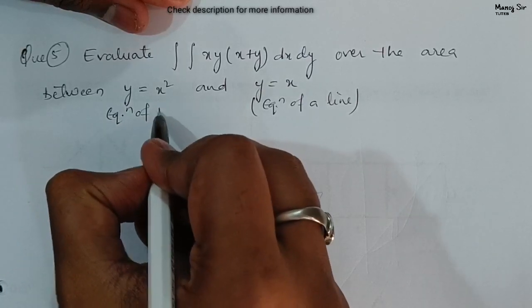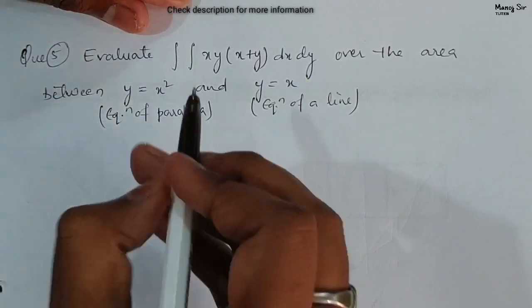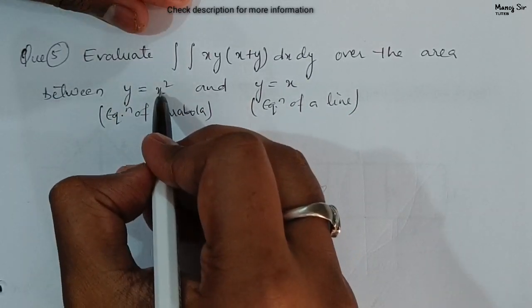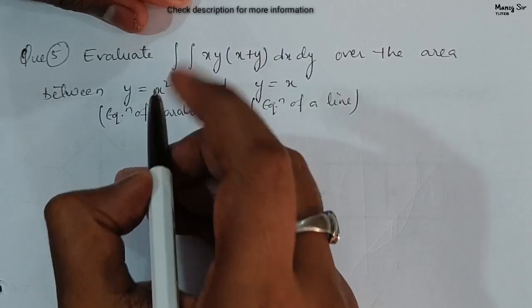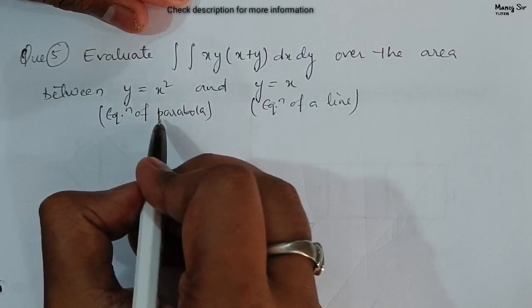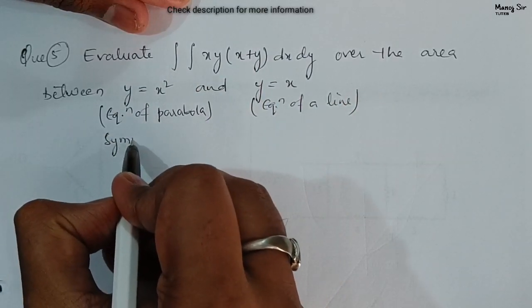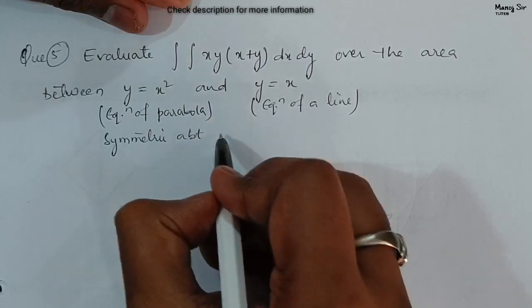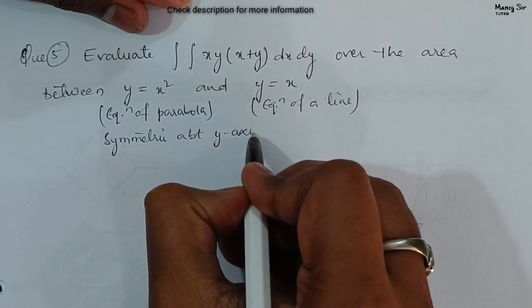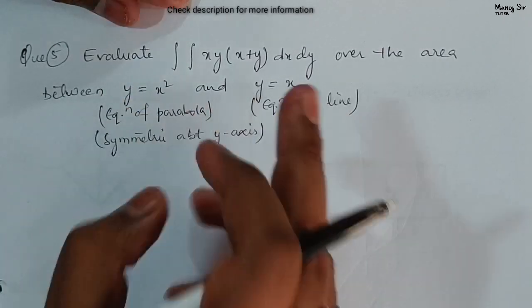Equation of parabola. But here we can see the power of x is even. So since the power of x is even, we can say that this parabola is symmetric about the y-axis. These are very crucial points regarding these two equations.